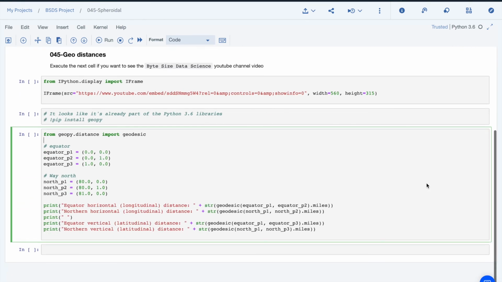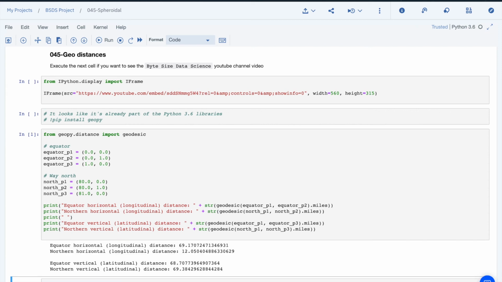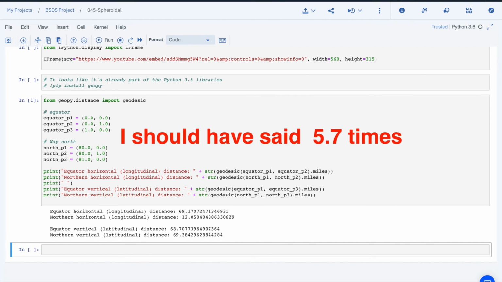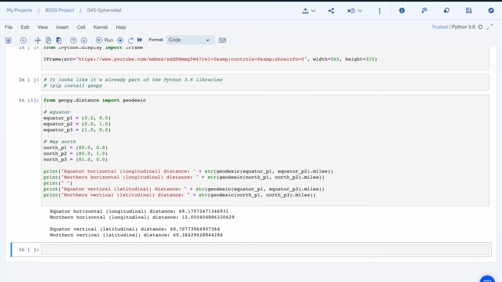I created multiple points, 3 around the equator and 3 much more north. I want to calculate the distance of 1 degree in one direction or another. Here are the results. We see that a 1 degree longitude distance on the equator is over 17 times larger than the one much more north. We also see a difference in latitudinal differences. All this to say that you should make sure to use an appropriate library to calculate distance between 2 points.